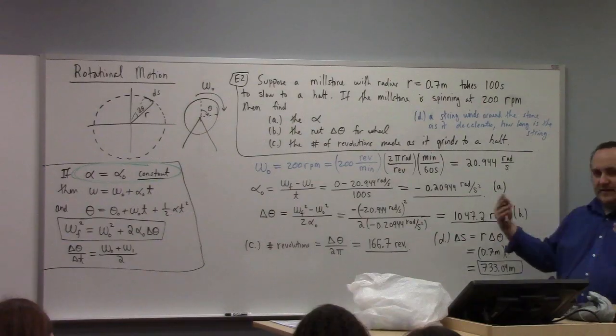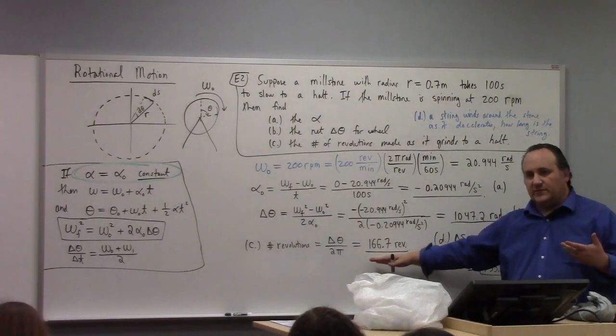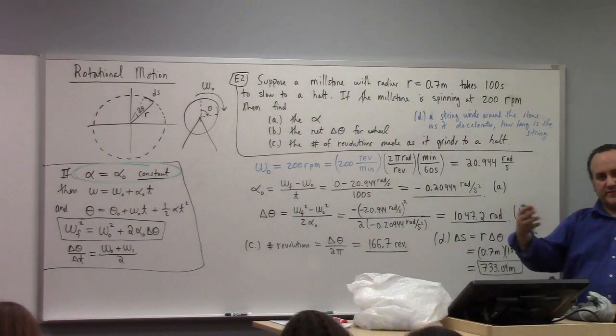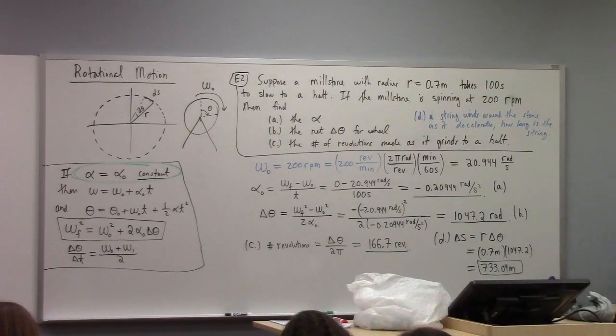Another way you could have calculated the net length of the string would be to take the number of revolutions times the length of one revolution, which was 2 pi r, right? That's another way you could think about this, but it's good to think of it this way. Any questions?